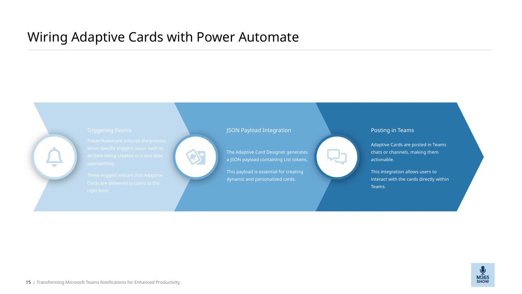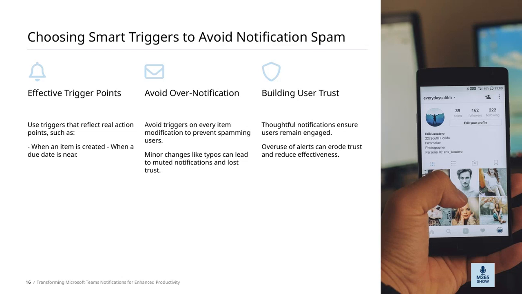On the automation side, Power Automate kicks in when specific triggers happen, like when a new item is created or a deadline is approaching. These triggers ensure that the right adaptive card gets delivered at the right moment, keeping everyone informed and aligned without manual intervention. Overall, this setup transforms how we notify and interact within Teams, making our communications smarter and more responsive. Choosing smart triggers is crucial to avoid notification spam and keep users engaged without overwhelming them. When notifications are thoughtful and well-timed, they help users stay productive and informed.